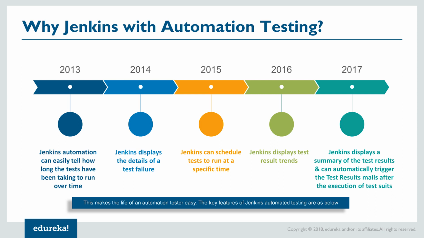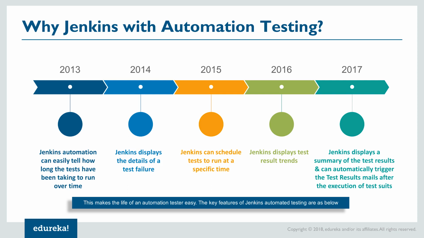In 2015, it started to schedule the tests to run at a specific time. So let's say you want to run only at a specific time of the day, let's say during the evenings or only on weekends. Those kinds of things became possible around 2015. In 2016, Jenkins displays the test result trends. So as you can see here, the trend is towards making things better and better. So more and more functionalities are getting added in Jenkins to work with.